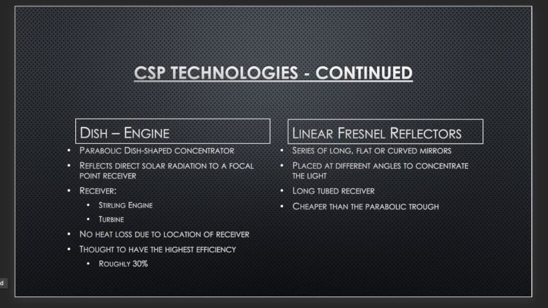The linear Fresnel reflectors are a series of long, flat, or curved mirrors, and they are placed at different angles to concentrate the light. It has a long tube receiver, and it is cheaper than the parabolic trough.